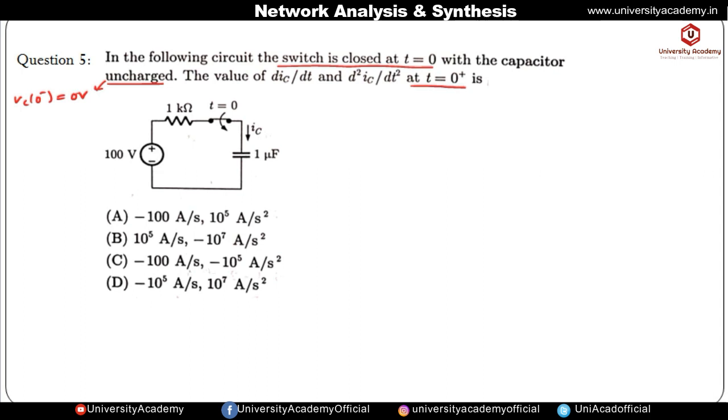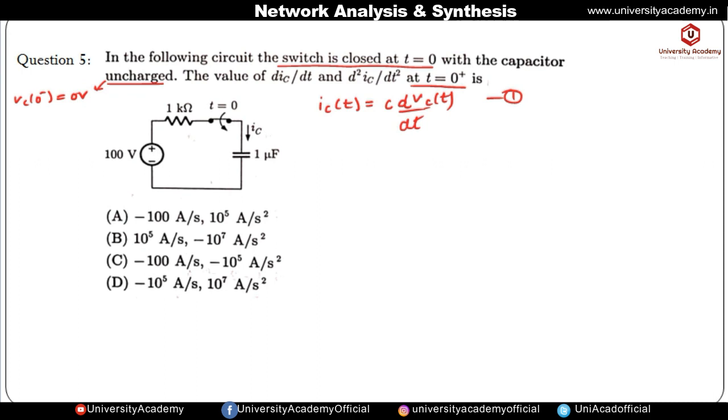It means first of all we have to find out the current flowing through the capacitor, that is the ic of t expression, and the current through a capacitor is given by c into dvc of t by dt. So from here we will find out the expression of ic of t, then we will differentiate this equation with respect to t, so we will get dic by dt, and then again differentiate, then we will be getting d square ic by dt square at t is equal to 0 positive.